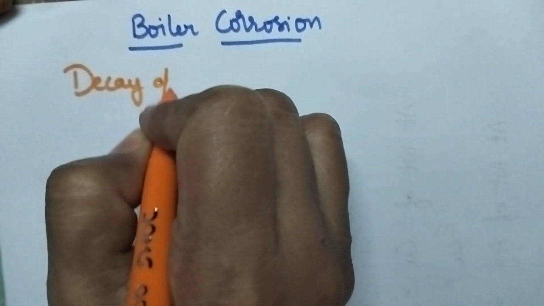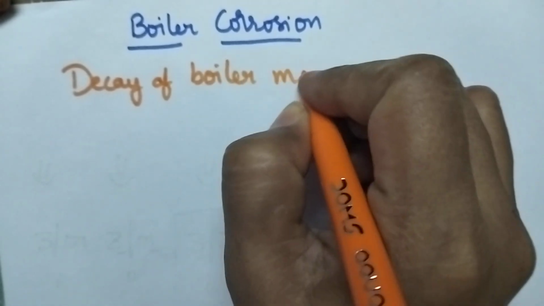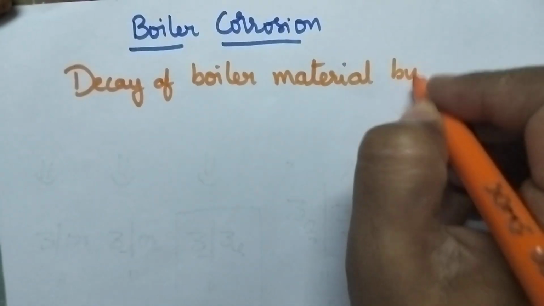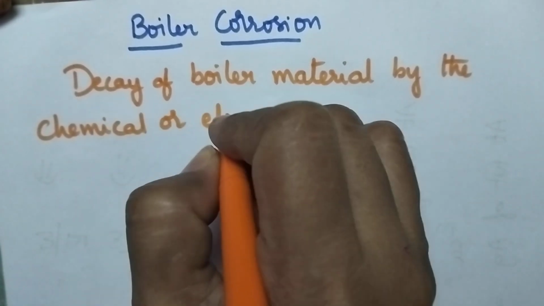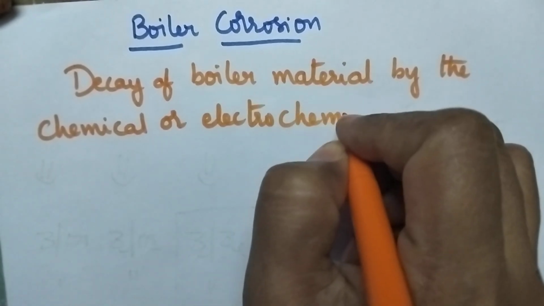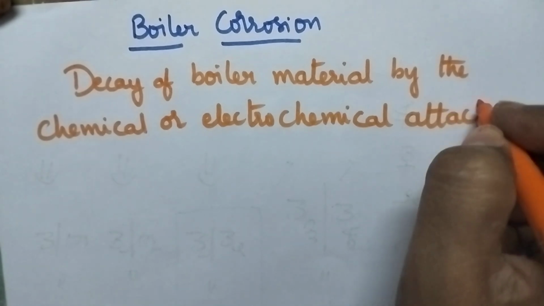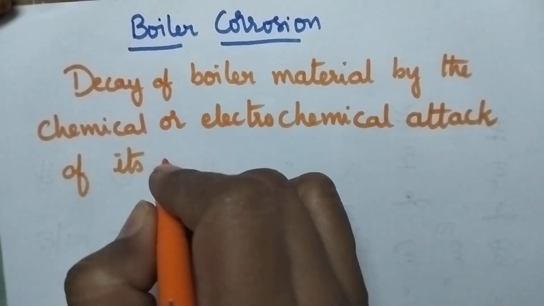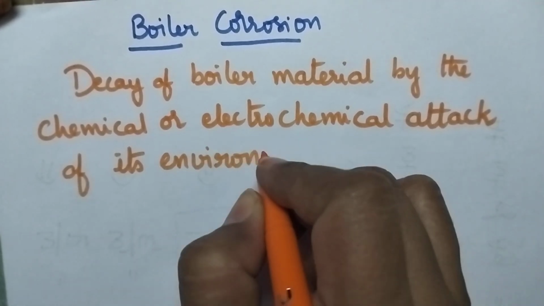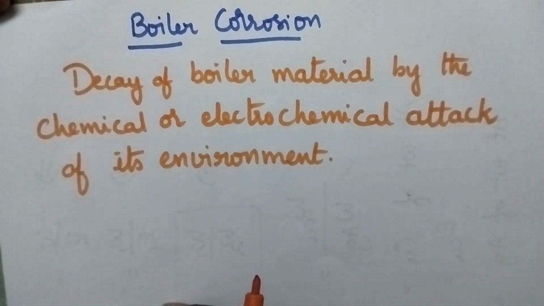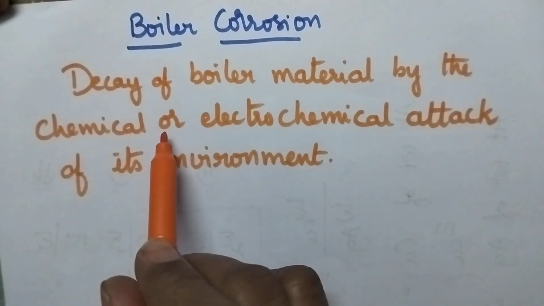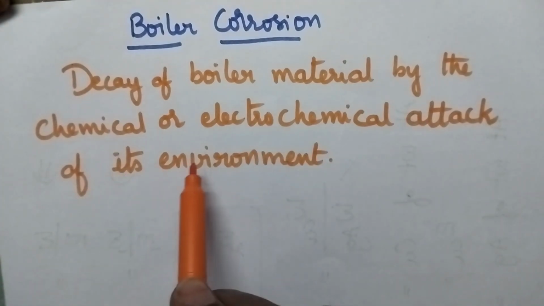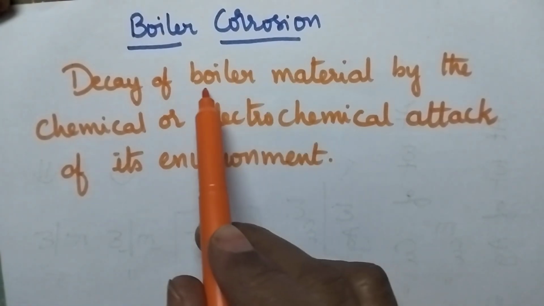Boiler corrosion can be defined as the decay of boiler material by the chemical or electrochemical attack of its environment. So, it is nothing but the corrosion of the boiler material.